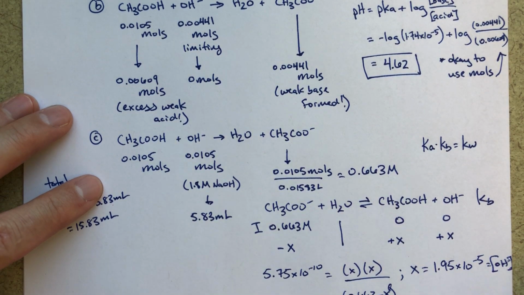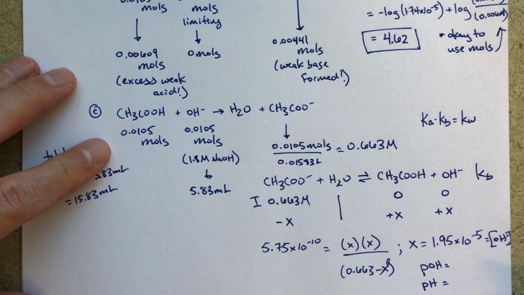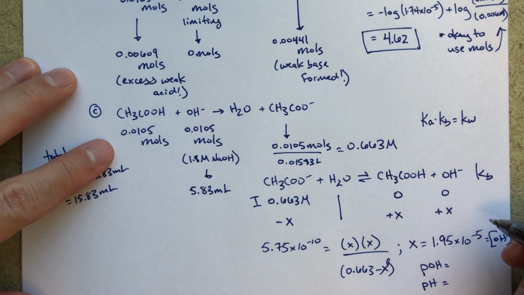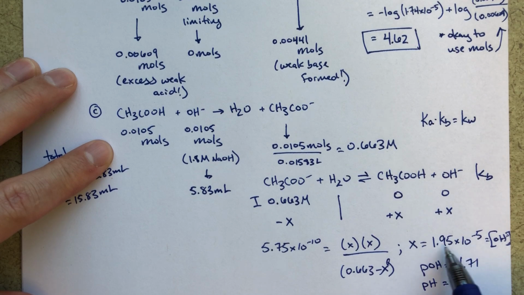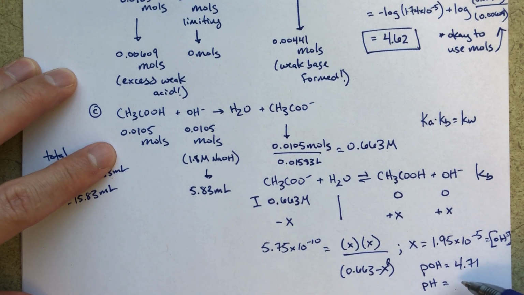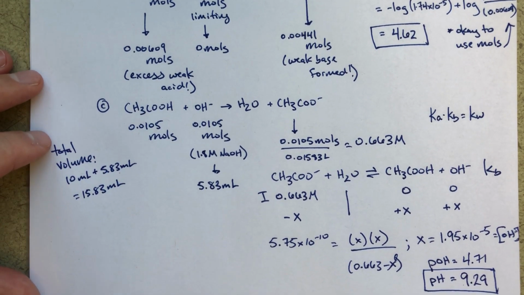So be really careful, right? Whenever we're doing a Kb type problem, that X value is the concentration of OH minus. So from here, we'll go to pOH first, and then pH is 14 minus the pOH. Keep it all straight, 4.71. If you just take the negative log of this number, that should be the pOH, and then 14 minus this number, 9.29. That should be the pH that we're trying to report for part C.